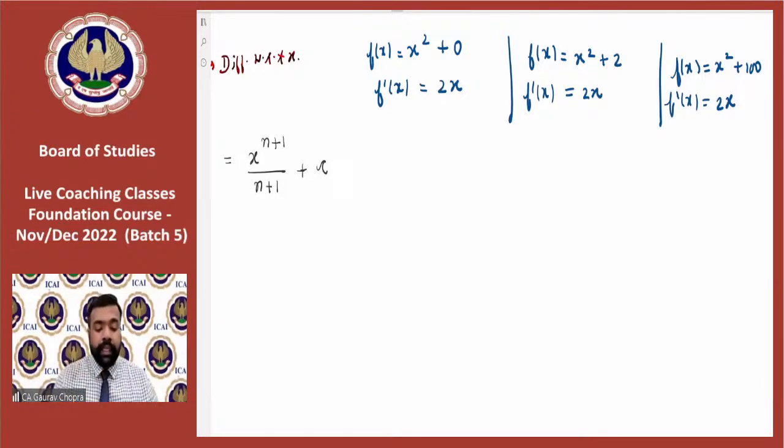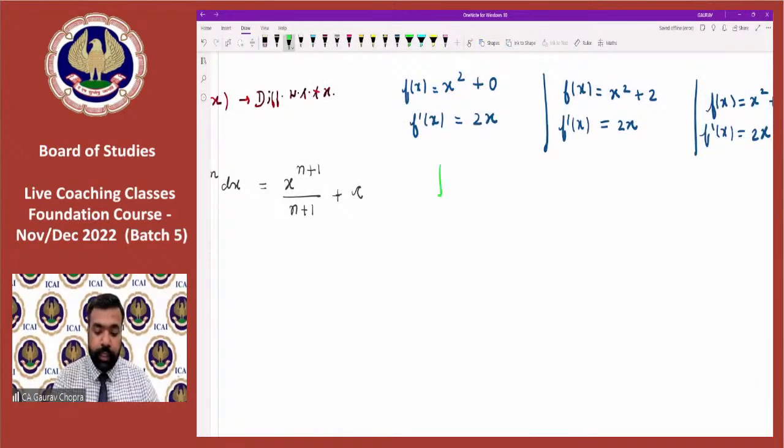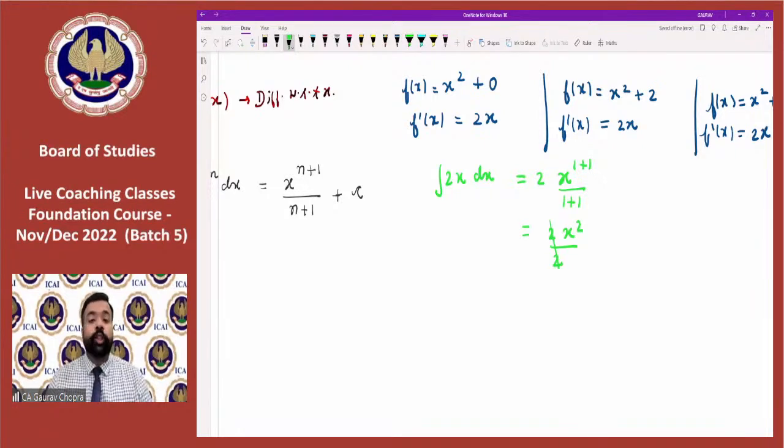Now if we integrate them, see what happens. Integration of 2x dx. Since 2 is multiplied with a variable, this 2 will remain as it is, and now we have to integrate x. According to the formula, the power will increase by 1, and we write the same power in the denominator. Now see what will come: 2x square by 2. We can cancel the 2. We are getting x square.